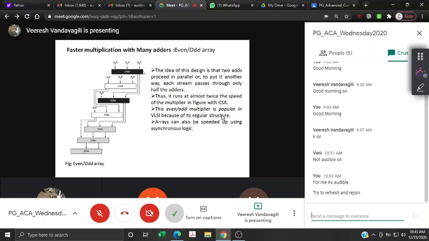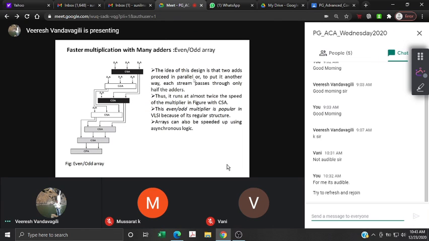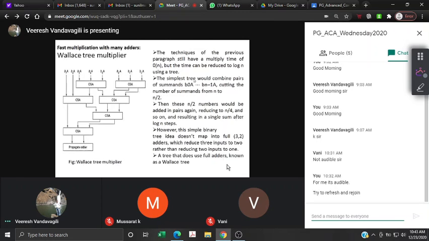Here the idea of the design is that two adds proceed in parallel. We divide the operation by number of bits and perform them in parallel, which improves the performance and the speed of the operation. And fast multiplication with many adders also includes the Wallace tree multiplier.